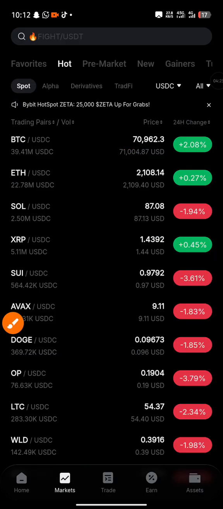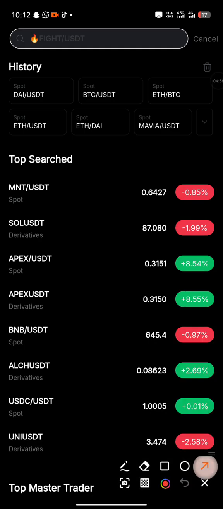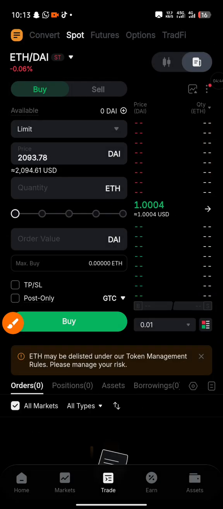Return yourself to the market sessions. Then come to this place and click on the search bar. Then we're going to look for DAI against ETH. I always do this, so they're always available here. You can see this is the ETH against DAI. All right, click on ETH.